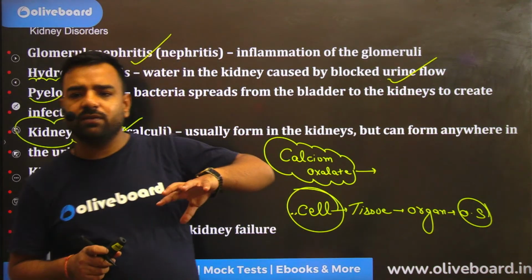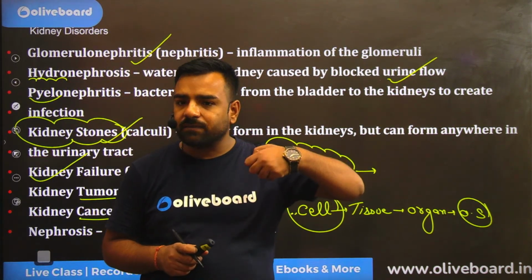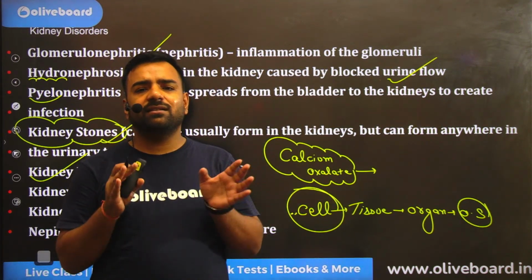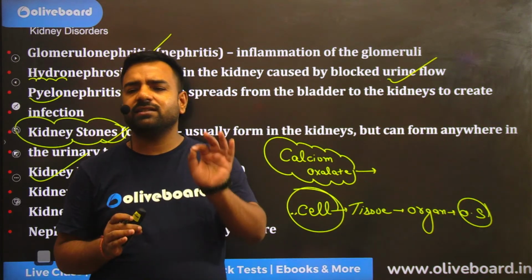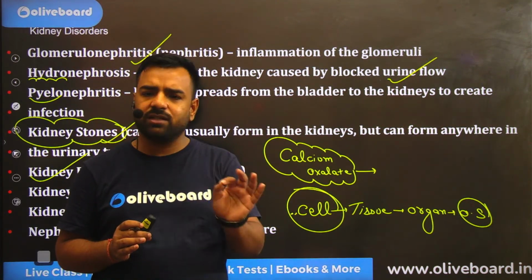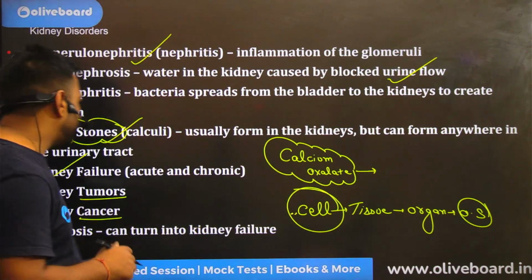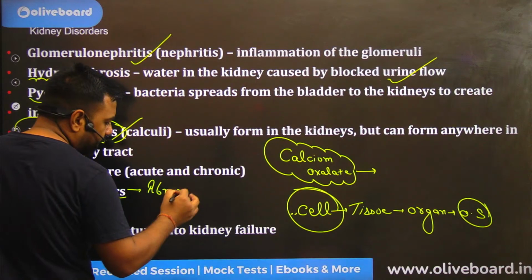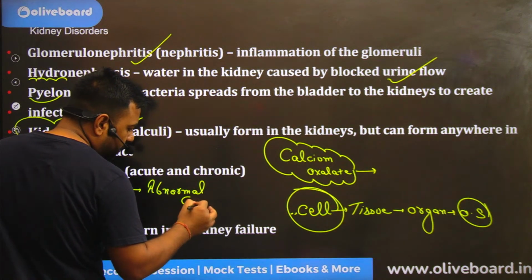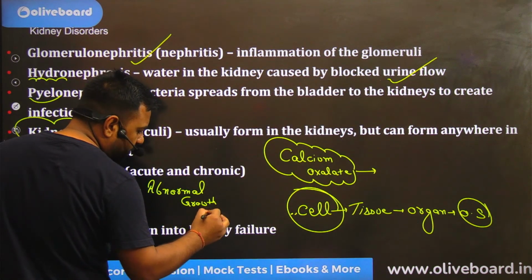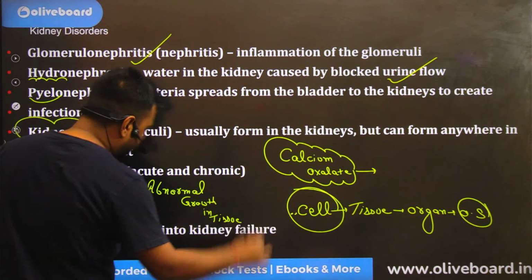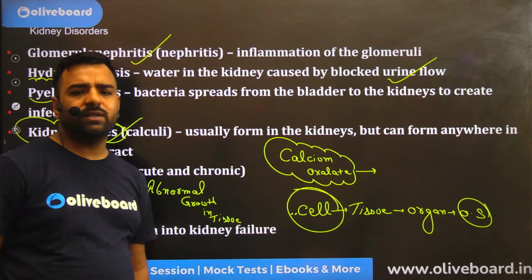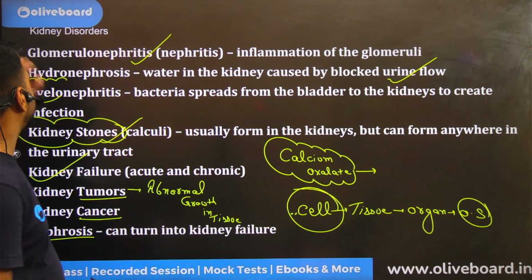If that uncontrolled cell division is taking place in the mouth, that will be mouth cancer. If it is in my kidney, that will be kidney cancer. So cancer just means abnormal or uncontrolled division. Okay. What about tumor? Tumor is linked with tissue: abnormal growth in the tissue is referred to as a tumor. Then we have nephrosis, that is kidney failure. So basically, these are the issues linked with kidney disorders.